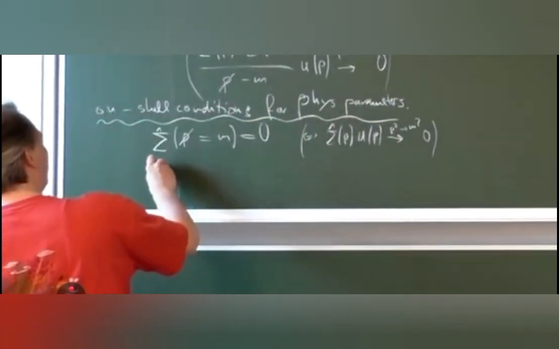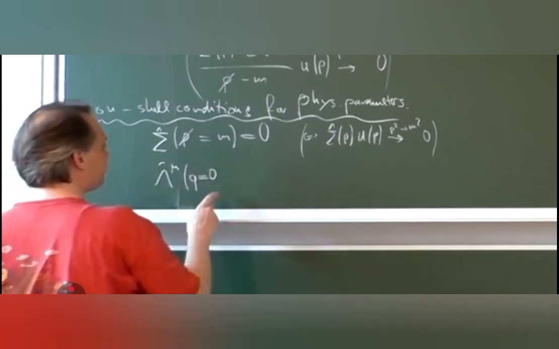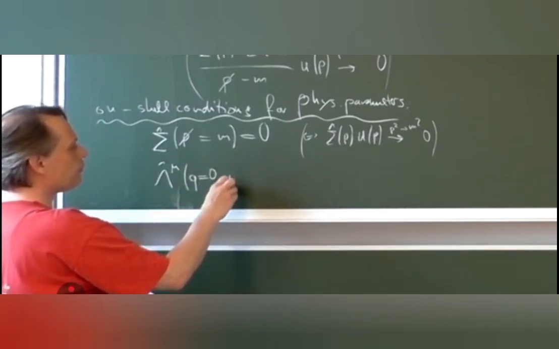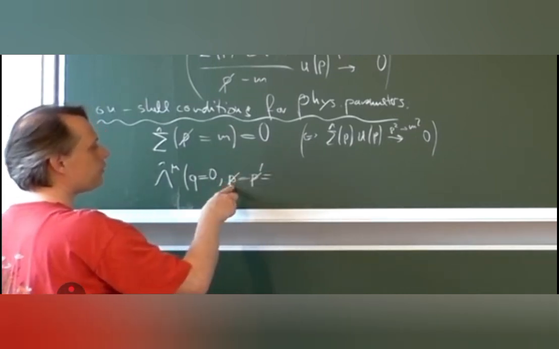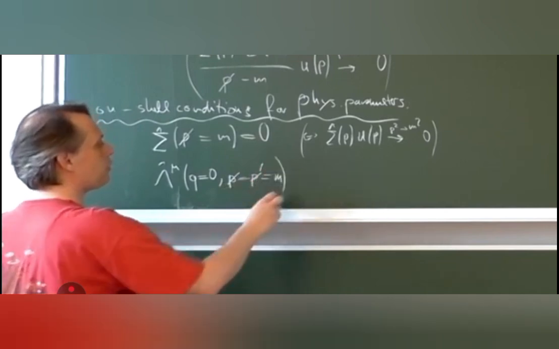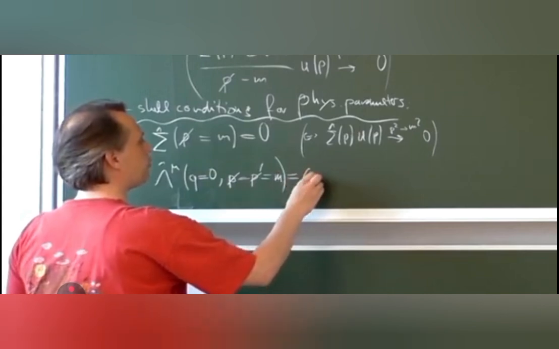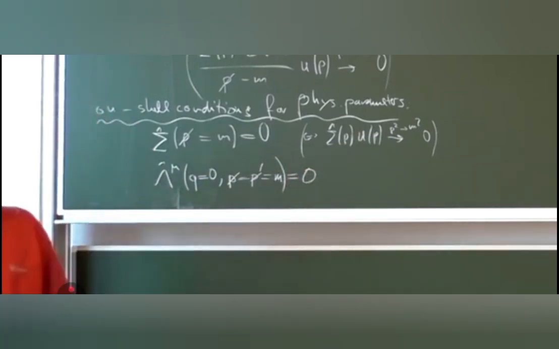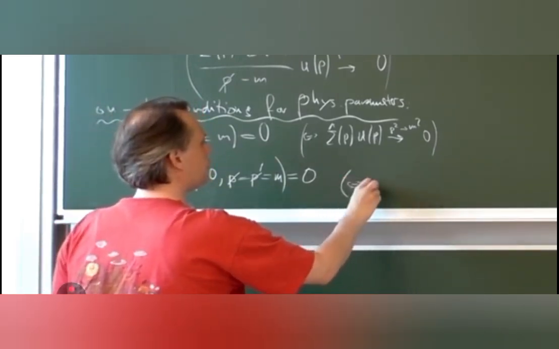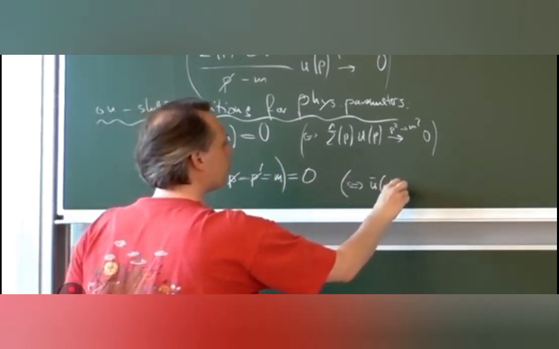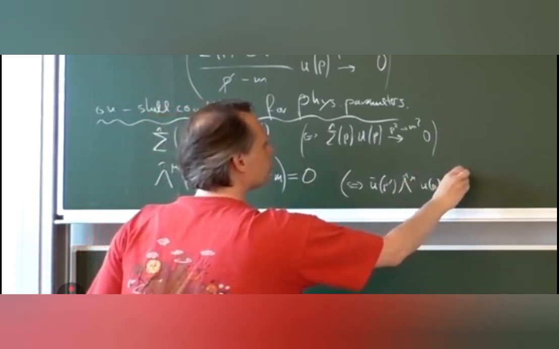And lambda hat mu of the following momentum assignment. So the photon momentum q is 0, and the electron incoming and outgoing momenta p slash and p prime slash, they are equal to m in the same sense as above, and in that case we set the lambda hat mu to 0. And so that would basically mean that if you have u bar of p prime times lambda hat mu times u of p in the appropriate limit, that would go to 0.